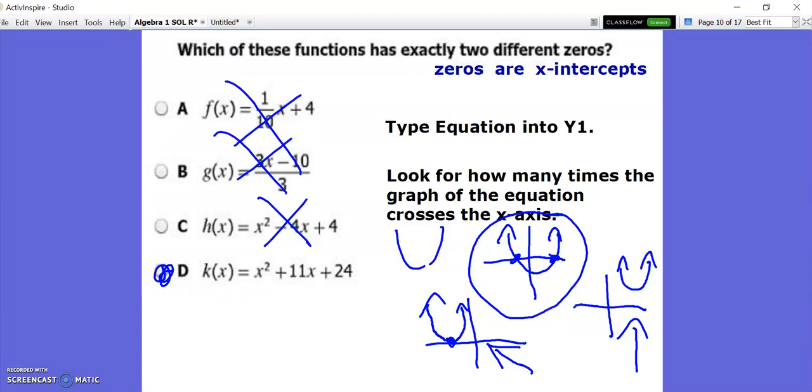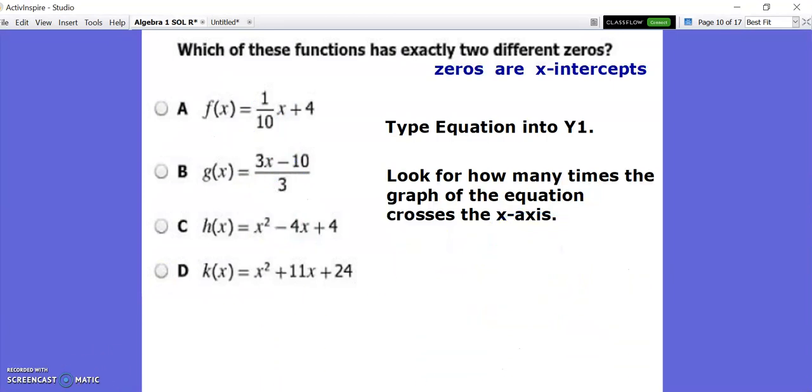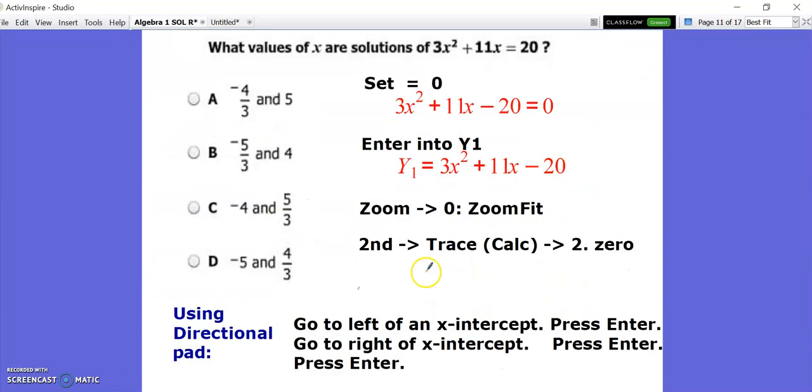Now, I said I would show you how to find zeros. This problem, they don't actually ask you to find the zeros. All they want you to do is pick the one that has exactly 2 zeros. So let's look at a problem where you would actually have to find the zeros. Here's one of those problems.